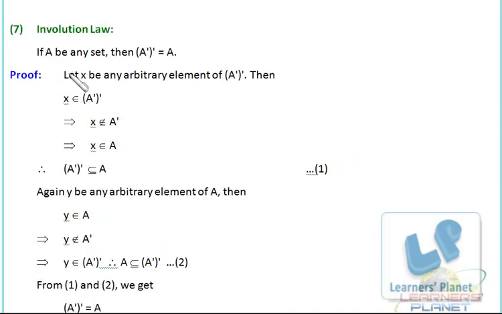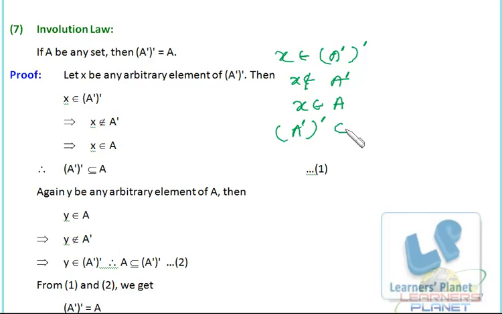Next is involution law. If A is a set, then A dash whole dash is equal to A. Again we'll start with X, an arbitrary element, right? Now X is an arbitrary element of A dash whole dash. Now this is just one entity and this dash is the complement of A dash. So if X belongs to A dash whole dash, that means X does not belong to A dash. If X does not belong to A dash, that means X belongs to A, right? So we started with X belongs to A dash whole dash, and X belongs to A. That means A dash whole dash is subset of A.